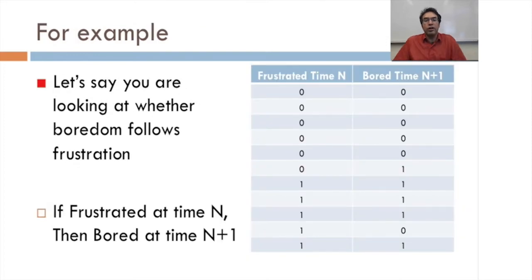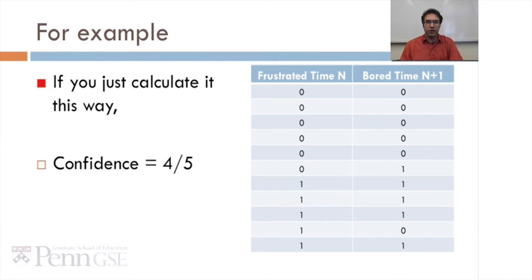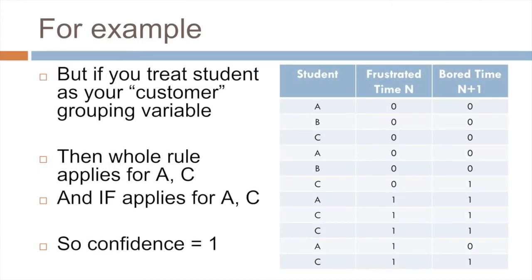For example, let's say you're looking at whether boredom follows frustration, and you're investigating the rule: if frustrated at time n, then bored at time n plus 1. If you ignore grouping, confidence is 4/5. 5 of these cases fit the if case, and 4 of them fit the entire rule. But if you treat student as your customer grouping variable, then the whole rule applies for A and C, and the if applies for A and C. So your confidence is 1.